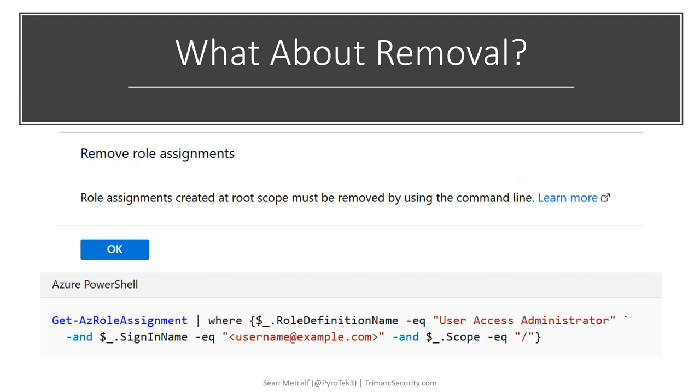As far as removing it, if you try to go into your subscription and you see that there's something in User Access Administrator for your subscription that has the root level set on it, you'll get this message that says that anything created at root scope has to be removed by using the command line, and this is the command you have to run. The weird thing about this is when an account toggles elevate access from yes to no, it does remove it from the User Access Administrator at the root level, which is good and should be, you expect that.